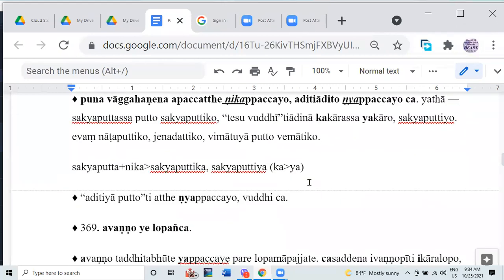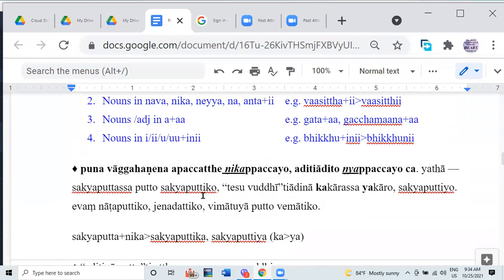Punawakahane apajate nika pachayo aditi adito naya pachayo ja. So does that mean that we can only add the suffix naya after the word aditi and so on? Or can we add naya to the word in front of it, like words ending in a and so on, because there is a ja there? How should we understand that ja?